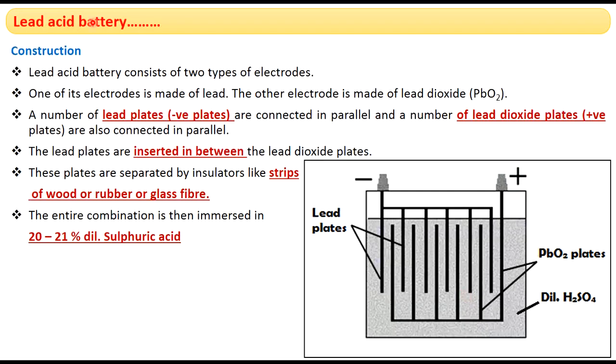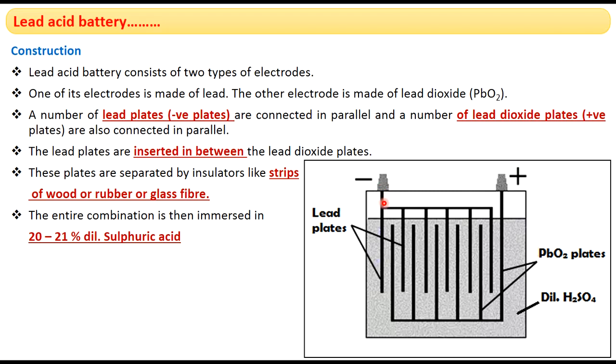Lead acid battery construction. Lead acid battery consists of two types of electrodes: positive electrodes and negative electrodes. One type of electrodes is lead, the other type is lead dioxide. Lead plates are negative plates. They are connected in parallel as shown in the picture. These are the lead plates. So they are connected in parallel and they are connected to one terminal.